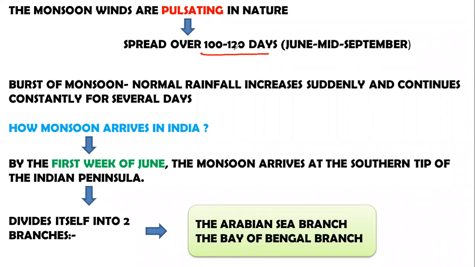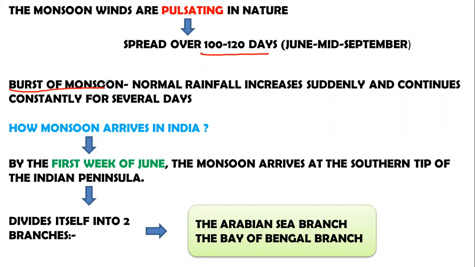Now there is another term, that is burst of monsoon. There are times when normal rainfall suddenly increases and continues for several days. That phenomenon is known as bursting of monsoon, when normal rainfall suddenly increases and continues for several days.